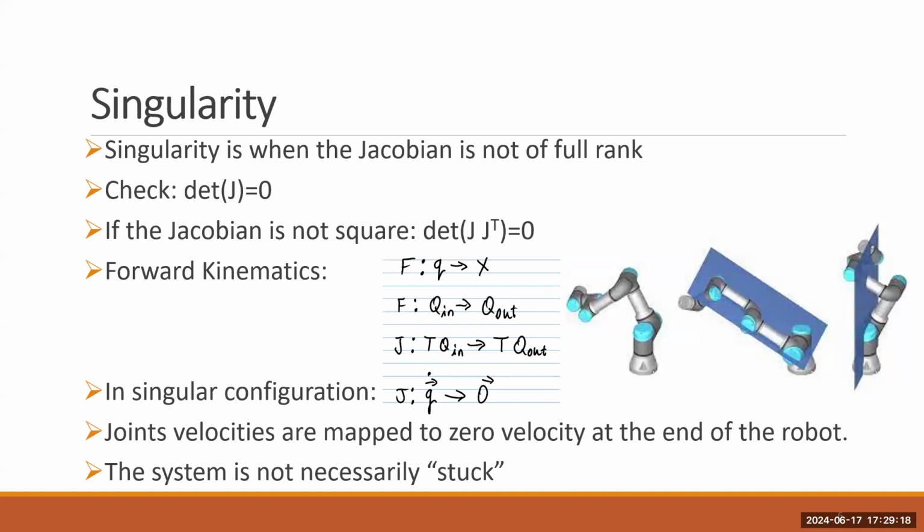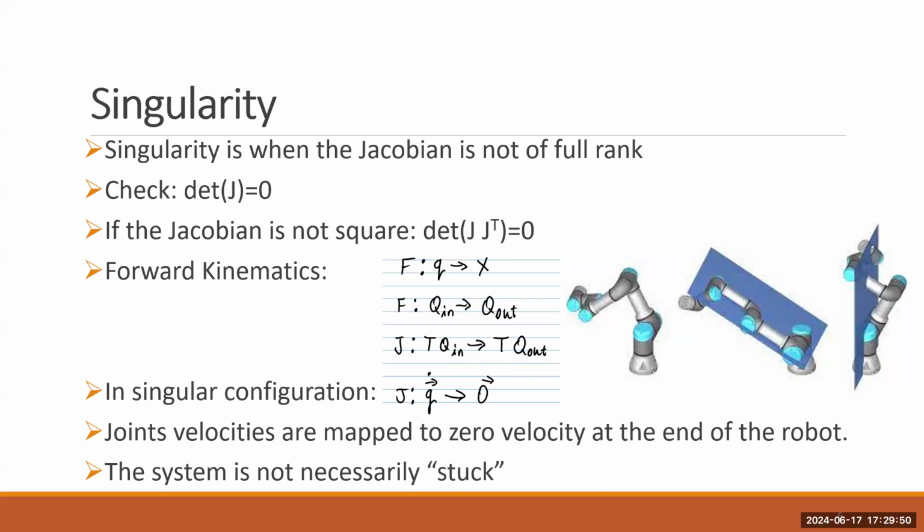Then we can talk about singularities. Singularity is when the Jacobian is not of full rank. So it's when its rank is less than full rank. How do we check if this happens? We simply take the determinant of the Jacobian matrix and see if it is 0.